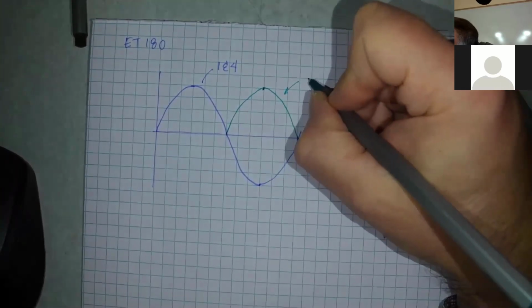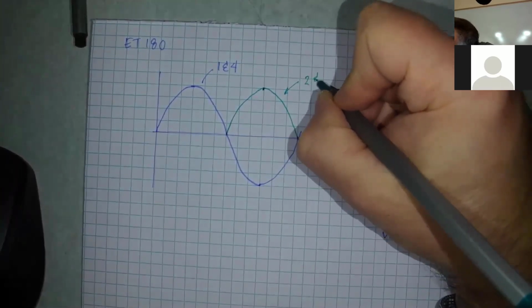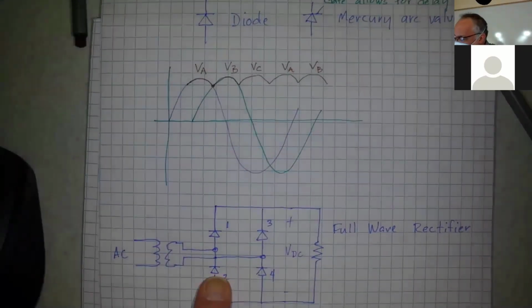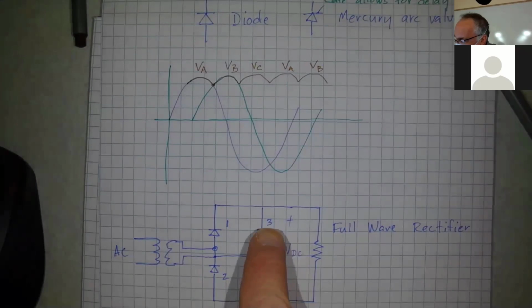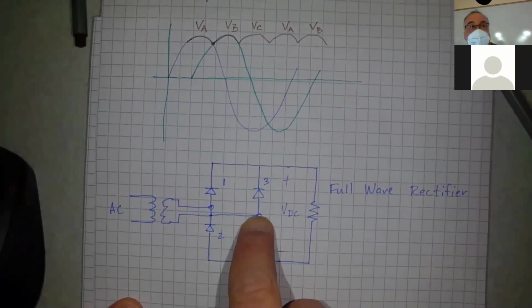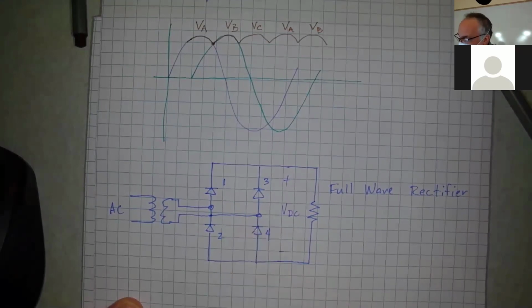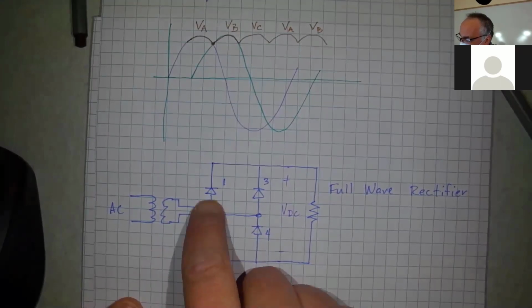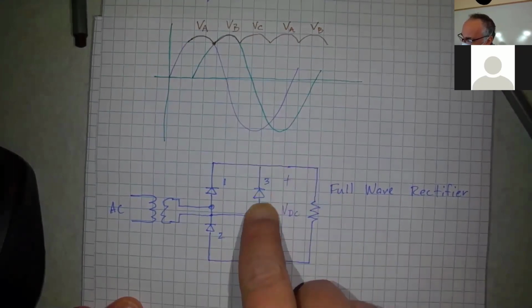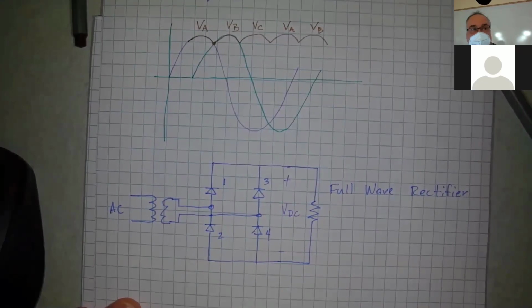So there, we're going to have 2 and 3 turn on. And what's going to happen when 2 and 3 turn on? Well, 2 and 3, this is the negative side of the AC waveform, right? Okay. So we're going to get the inverse. If we have 2 and 3 turned on, we're going to have the inverse of that waveform. We're flipping the waveform, right?